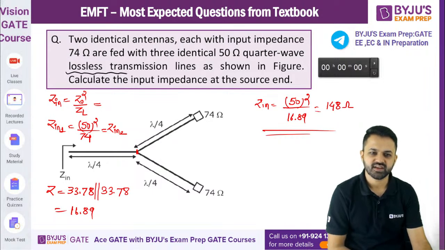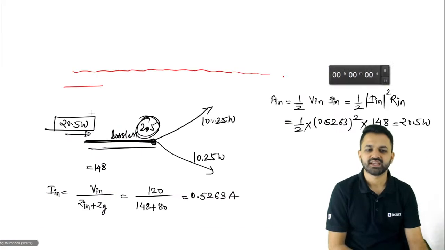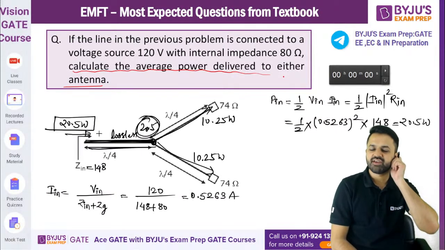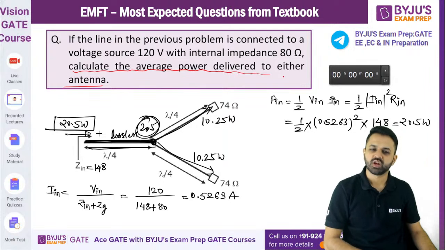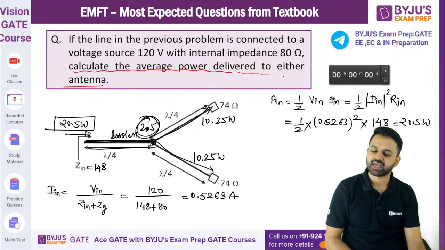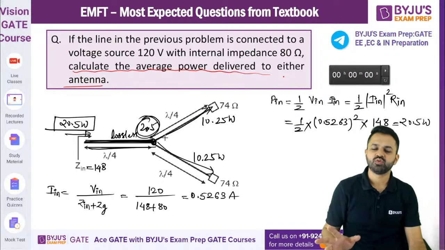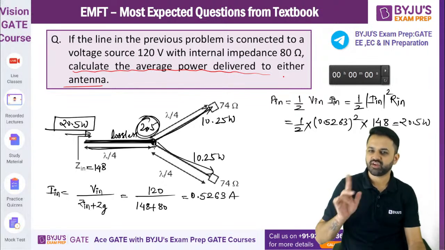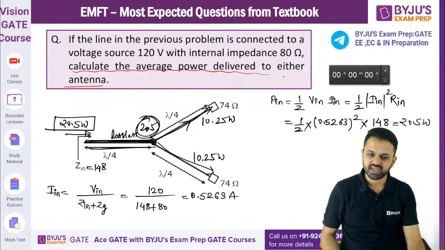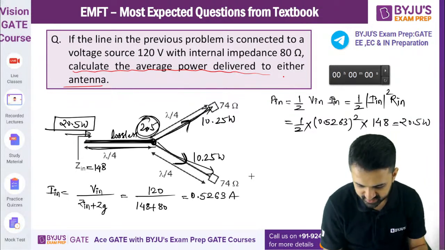Here it is given the transmission line is lossless. So because the transmission line is lossless, the power which you give at the input will be completely delivered to the load. And in the first transmission line, the load is another transmission line. So there are two transmission lines connected as the load of the first transmission line. So in each transmission line, 10.25 will be delivered, and all the transmission lines are lossless. So 10.25 will be completely delivered to the antenna.